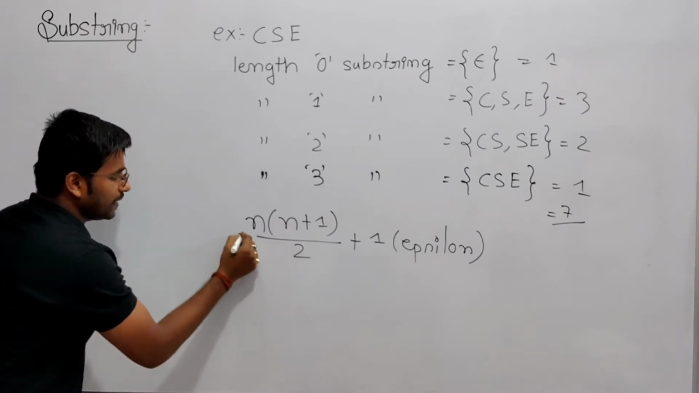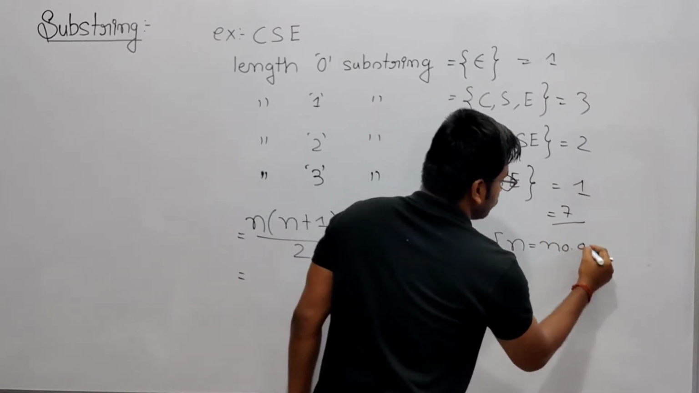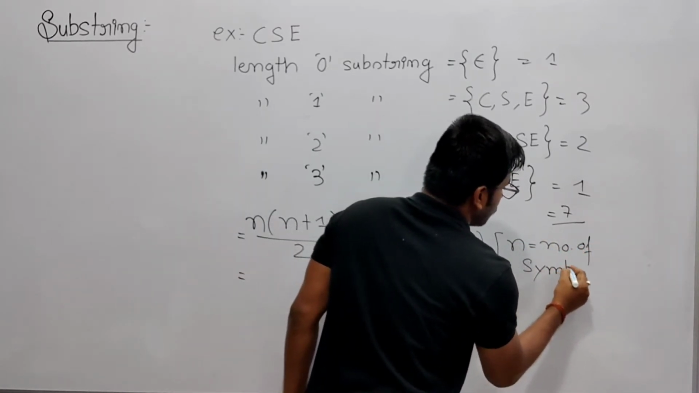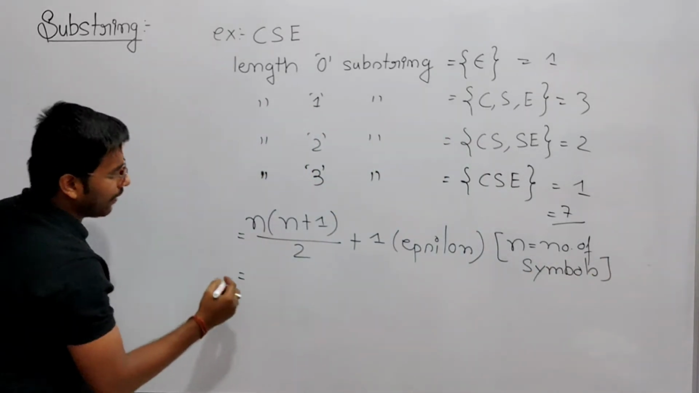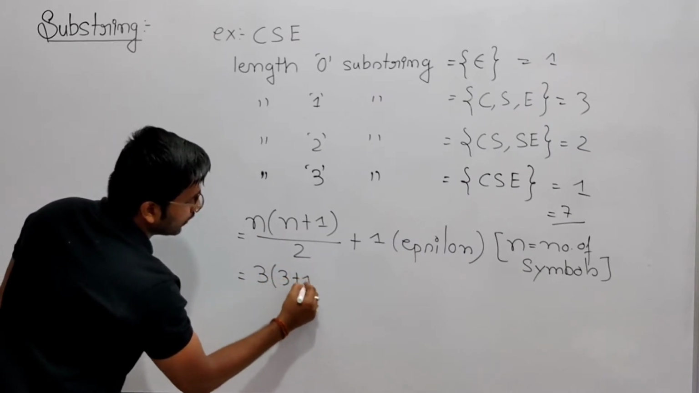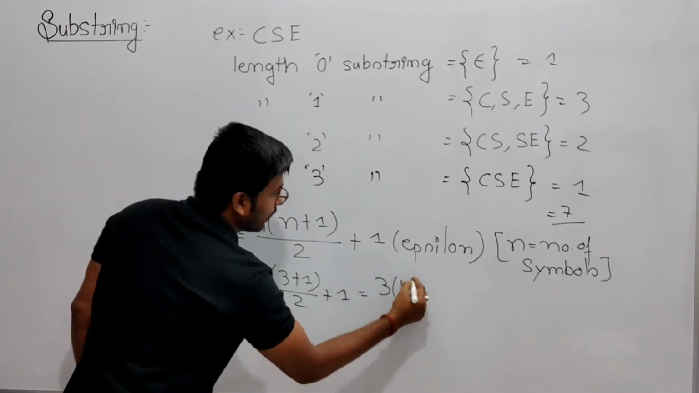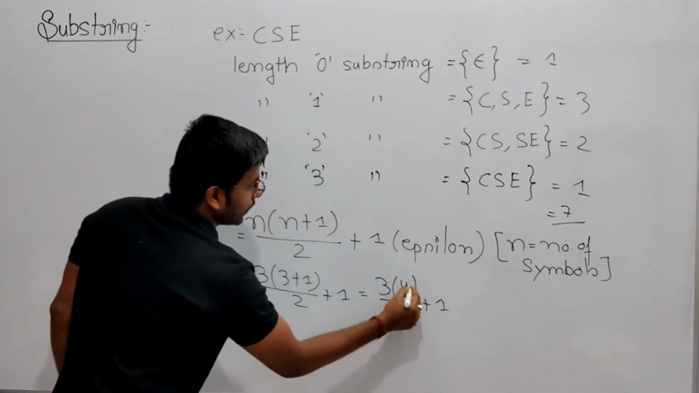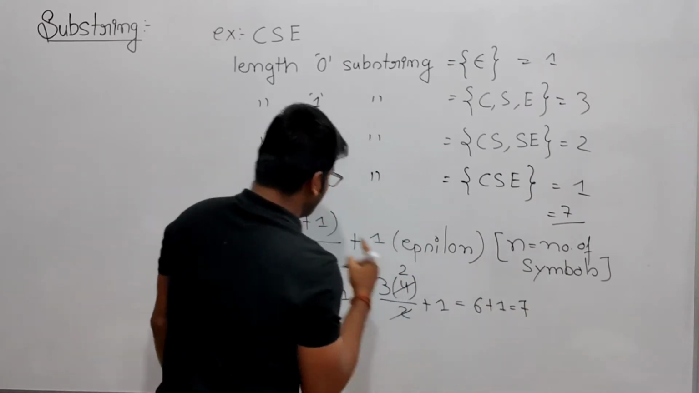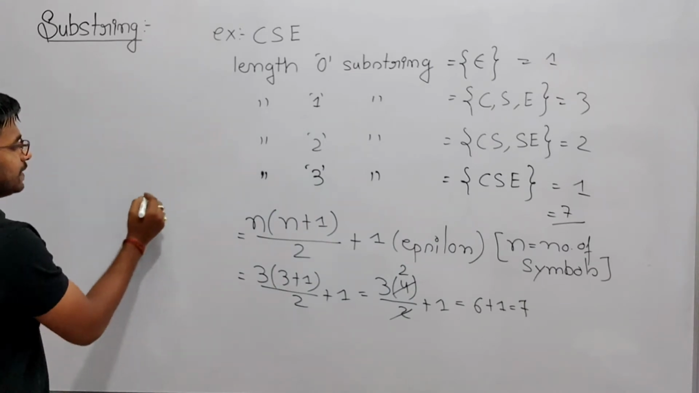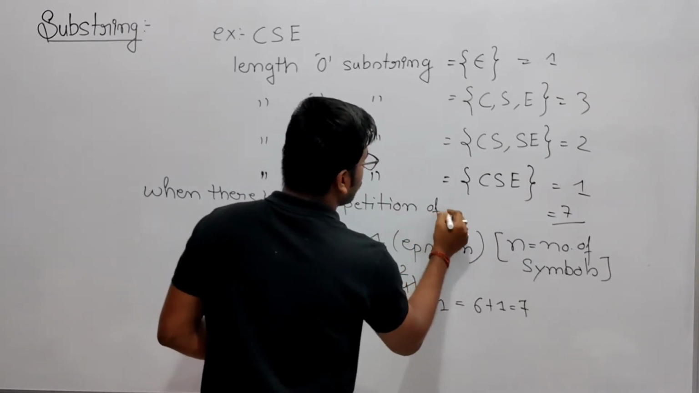Okay. So what is n here? n is equal to the number of symbols. Here you have 3. So 3 into 3 plus 1 by 2 plus 1 equals 3 into 4 by 2 plus 1, so it's 2 times 3 is 6, plus 1, 7. So this formula is applied when there is no repetition of symbols.